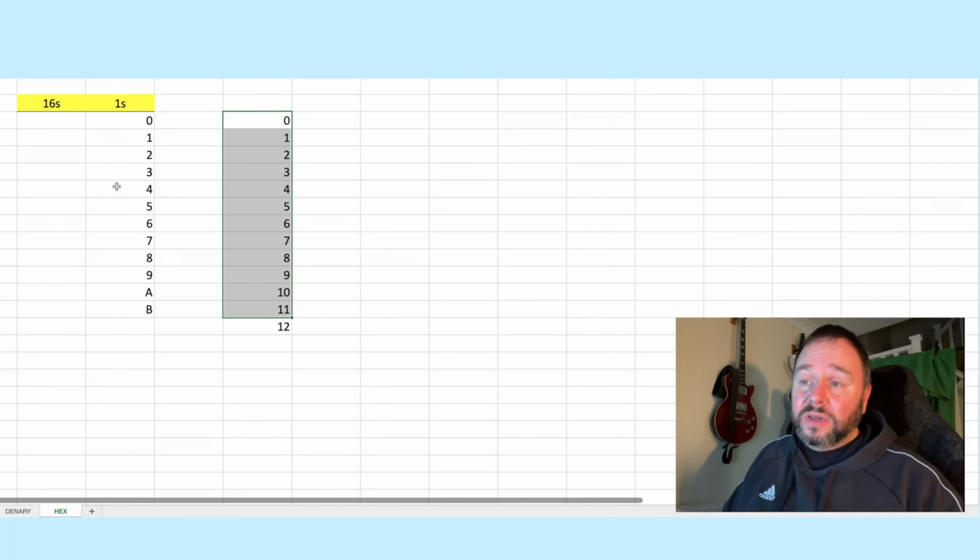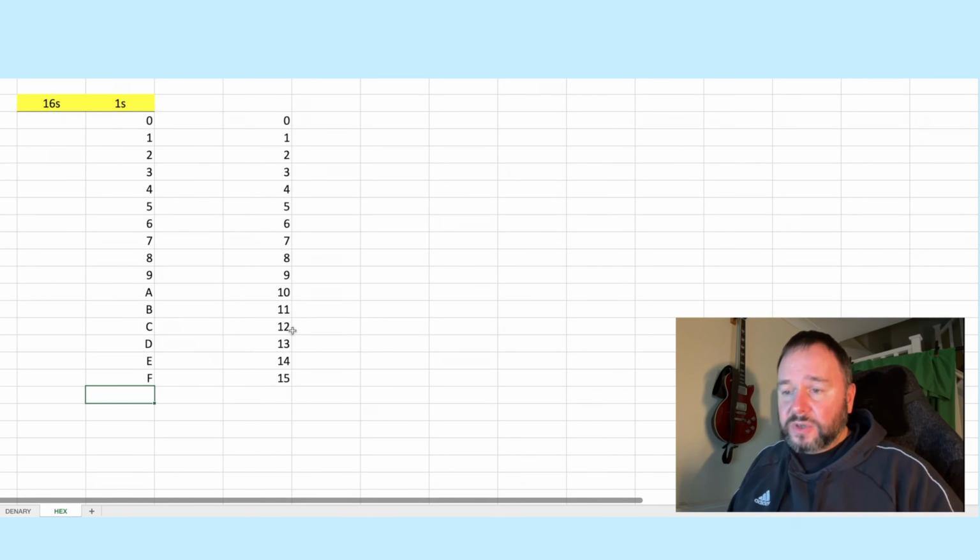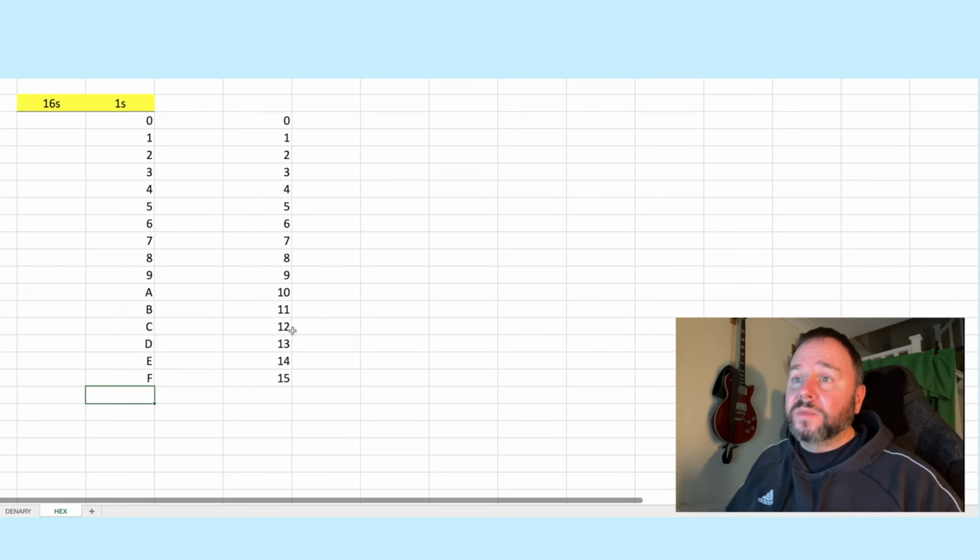16s, that column. So this column is one below, just like 9 is one below the 10s column. So we need to count up to 15 in digits and letters as well. A, B, C, D, E, F. Look at that. F equals 15. Remember that, and you will go far with hexadecimal.